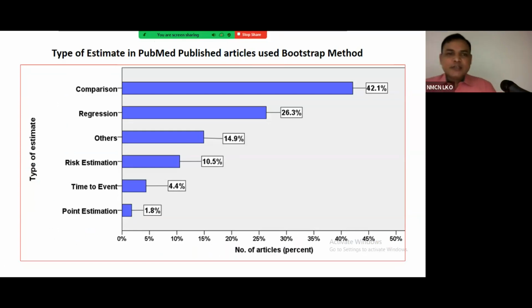For the type of estimate in PubMed published articles, of the articles which we selected randomly, 42.1% have used it for comparison purposes and 26% used it for regression. The other category we have mentioned is 14.9%. For risk estimation it is 10.5%, time to event it is 4.4%, and for point estimation it is 1.8%.